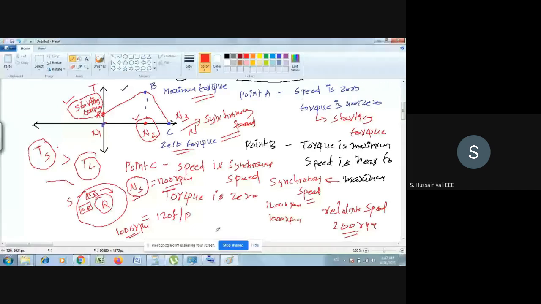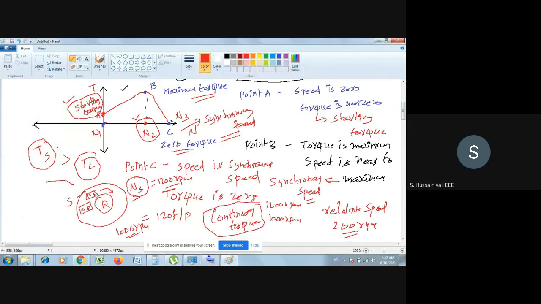So when they are always changing, there is always a force of interaction. There is a continuous force of interaction, or I will say continuous torque. This continuous torque will rotate the rotor. That's what happens exactly.